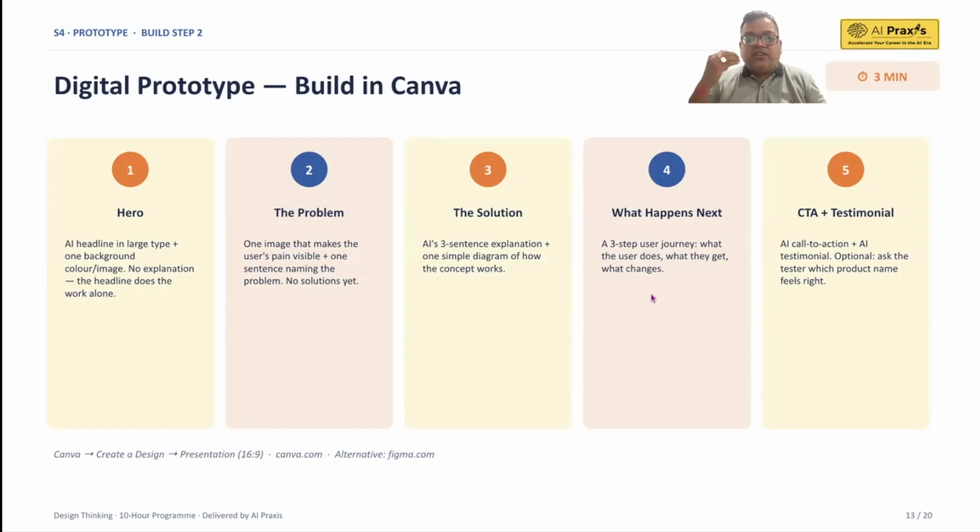After that, show what happens next. Create a simple 3-step journey, which is what the user does, what they receive, and what changes as a result. Finally, finish with a very clear call to action and one short testimonial. If you're still deciding on a product name, ask your tester which name they find most memorable.